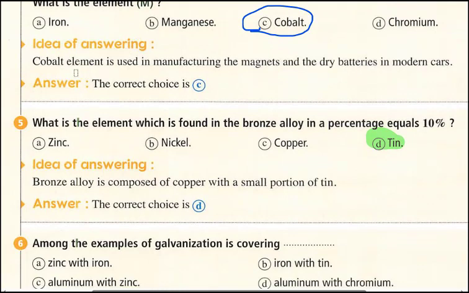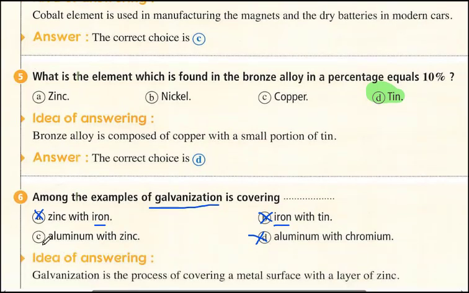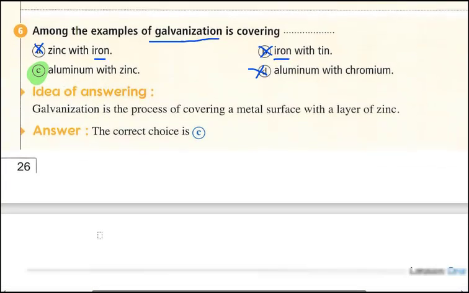Okay, another example. Among the examples of galvanization, we say that galvanization is covering something with zinc. So iron covered with tin is wrong. Covering zinc with iron, the opposite, is not correct. Aluminum with chromium is wrong. Galvanization is covering something with zinc. So covering aluminum with zinc, or any metal with zinc, is galvanization. So the correct answer here is covering aluminum with zinc.